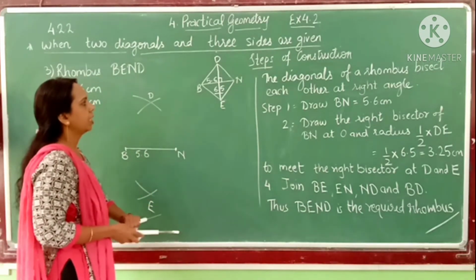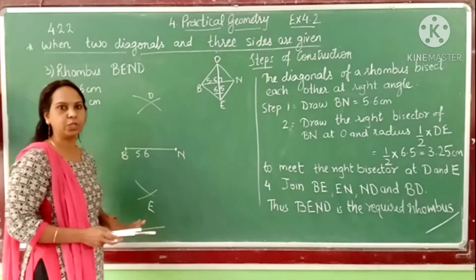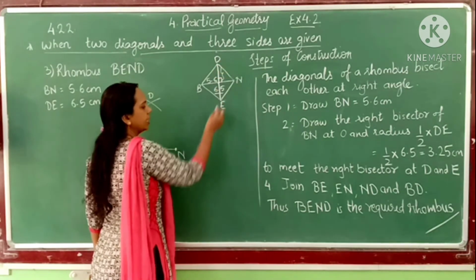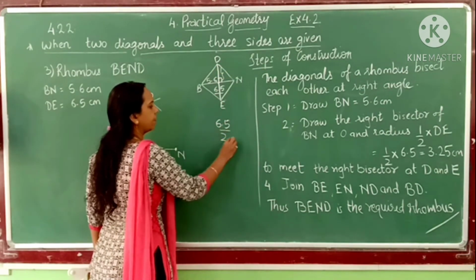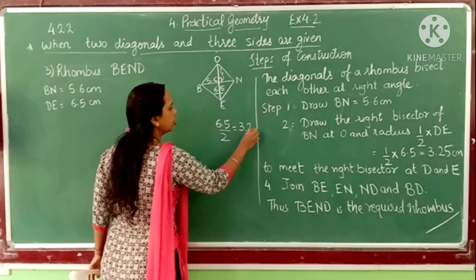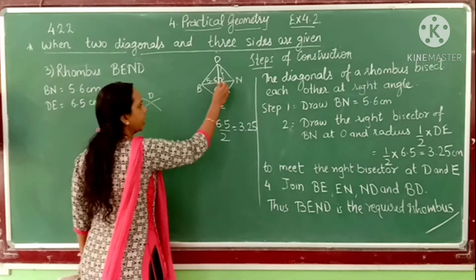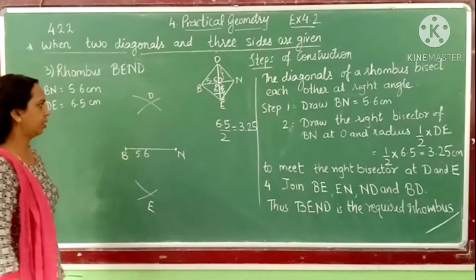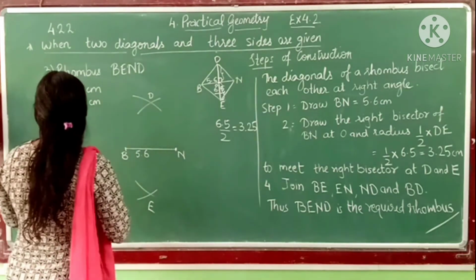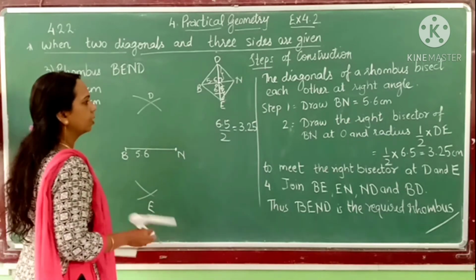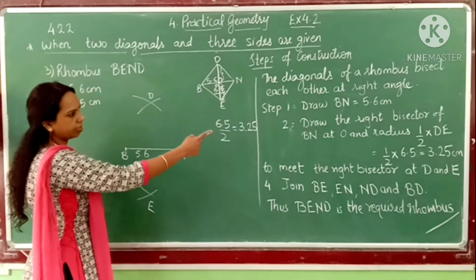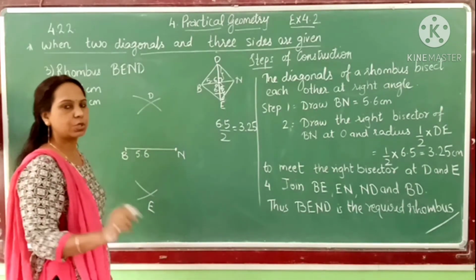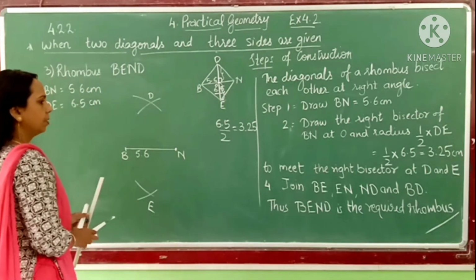Now what we will do, here what should we have, 6.5 should be the total of the diagonal, means जो half है, this is total, so half will be half of 6.5. Okay, that will be 3.25. Okay, so here it will be 3.25, and above the point O it will be 3.25. Okay, so first BN draw 5.6, draw the right bisector of BN. So here this is the bisector, and with the radius 3.25.